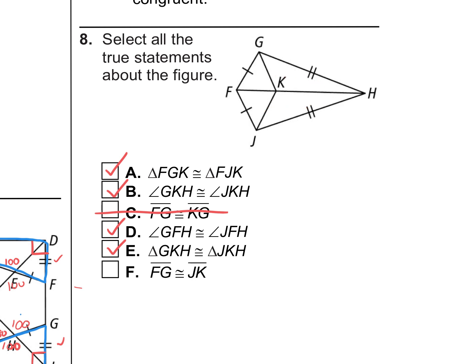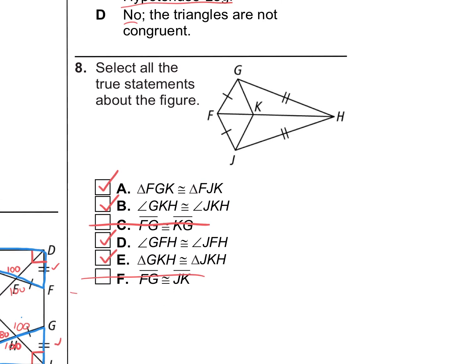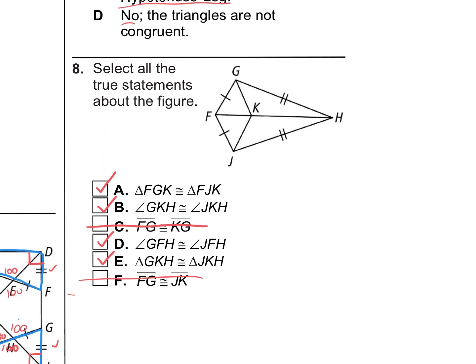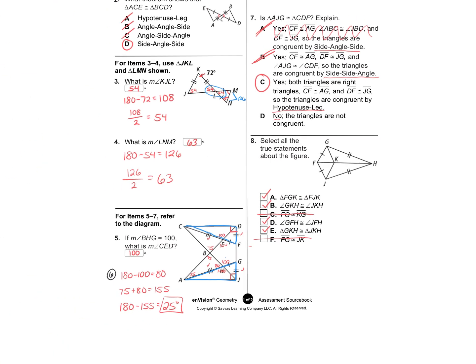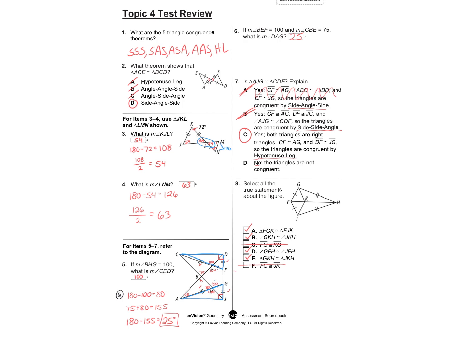Last one here. We have FG and JK. Why not? It's not marked for you. Yep. Good. Again, is it okay to assume on number 8 for what it looks like? Yes. However, if the sides are not marked, you do not say yes. Any questions on the front side before we go on to the back side?